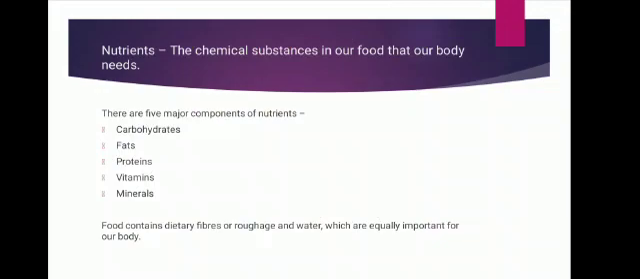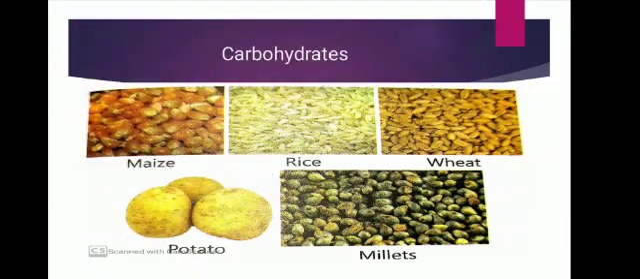Now apart from these 5 major components, we will cover 2 more nutrients that are water and roughage. Roughage is also known as dietary fibers. Now move on to the first topic, that is carbohydrate. See the figure, it shows the different sources from which we get carbohydrate.